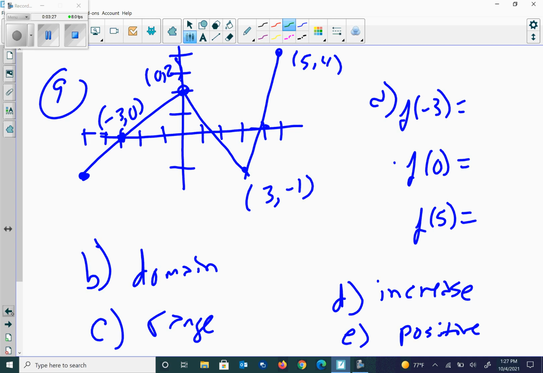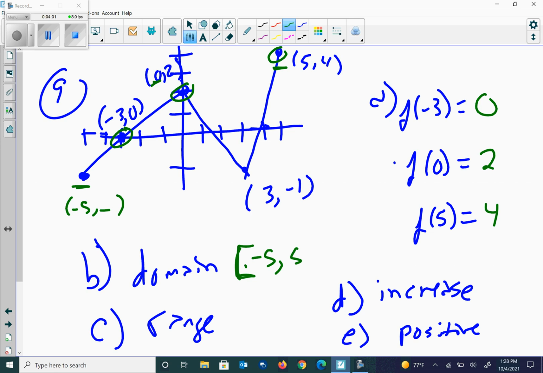Number 9. All right, so f at -3. -3 is right here. So we're at 0. F at 0, we're looking at this value here. We're at 2. F at 5, we're right here. So that'd be 4. What is the domain of this? Well, you're going to look to your furthest left to your furthest right. That looks like -5 comma something. I'm not too worried about it, so I'm going to go from hard bracket -5, and this graph is continuous. I don't have to lift my pencil to draw it, all the way to +5. And there's both points on both ends, so that'll work.